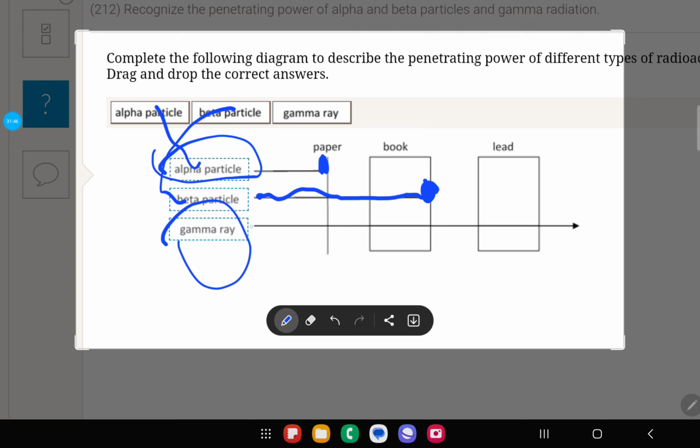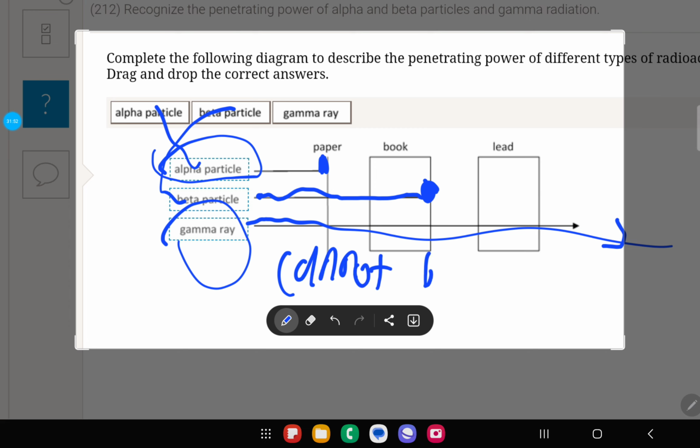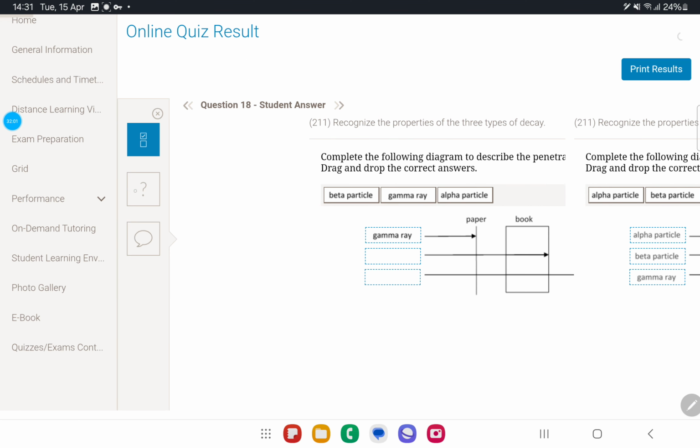Now for gamma ray, look, it passes through all of them, because gamma cannot be stopped. It can penetrate almost everything. That's it.